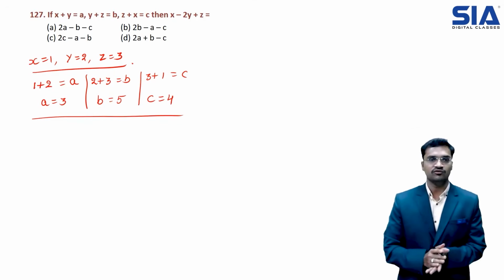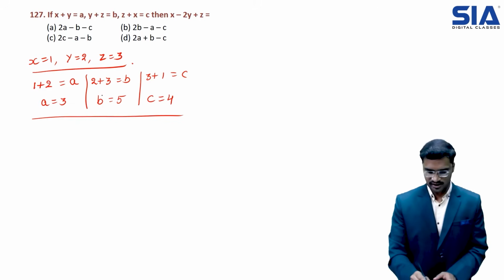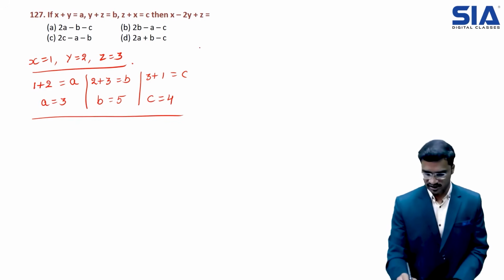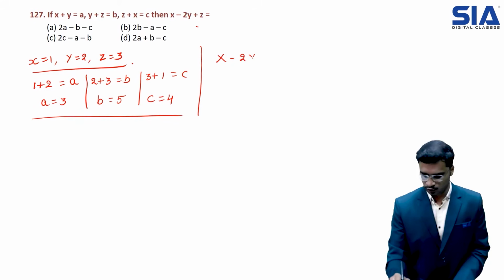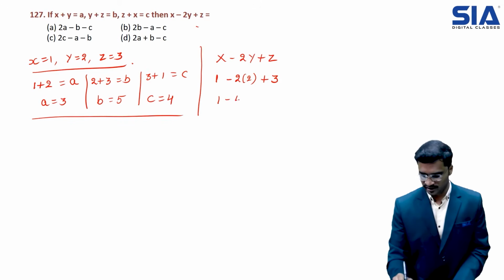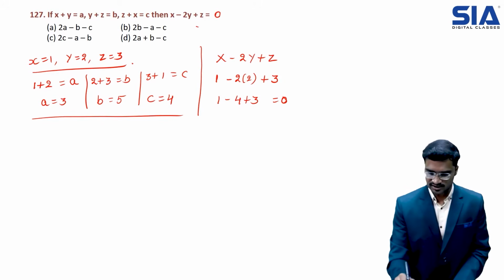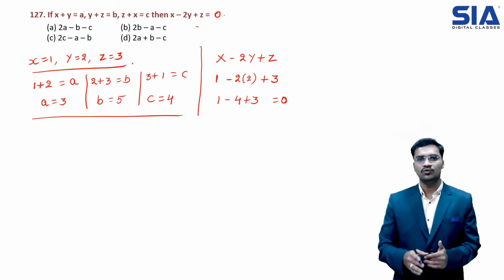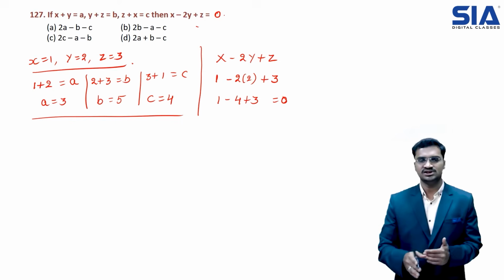So I now have the values of x, y, z, a, b and c. So let us substitute in this form, which is x minus 2y plus z. The value of x is 1, the value of y is 2, so 2 into 2, plus z value, which is 3. So 1 minus 4 plus 3. So our answer for this is what? This answer is 0. So now we have to check which of these options is giving me 0.